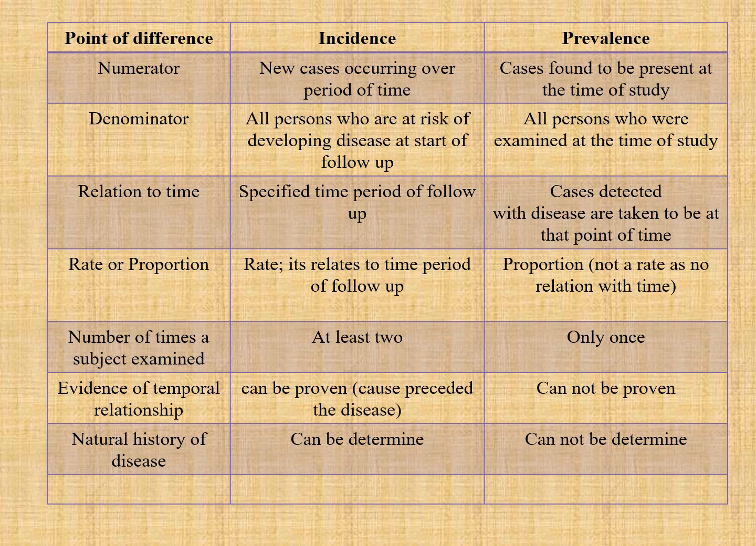Next difference is evidence of temporal relationship. From the incidence we can prove whether a temporal relationship is present or not, that is, whether the cause precedes the disease. But from the prevalence we cannot prove whether a temporal relationship is present or not. Also, from the incidence we can calculate the natural history of the disease, but the natural history of the disease cannot be calculated from the prevalence.